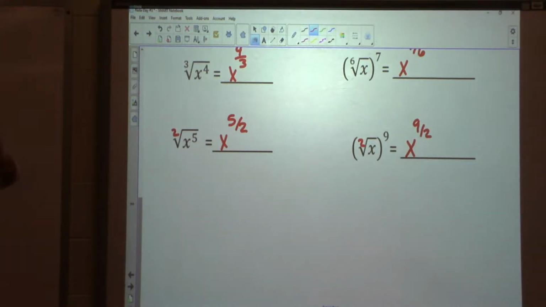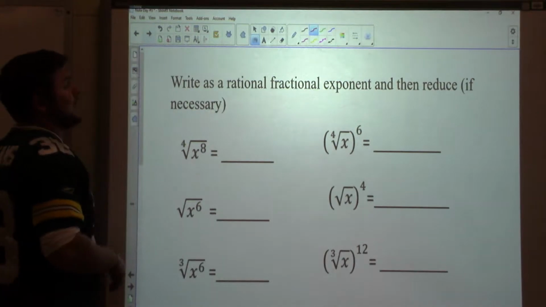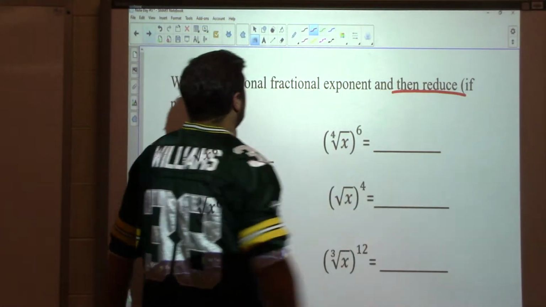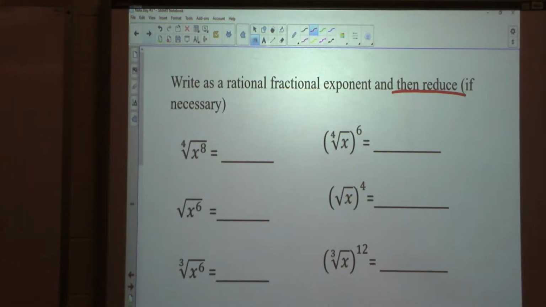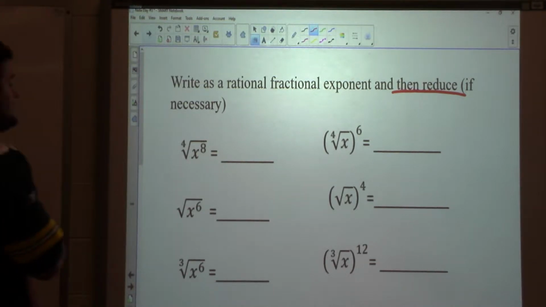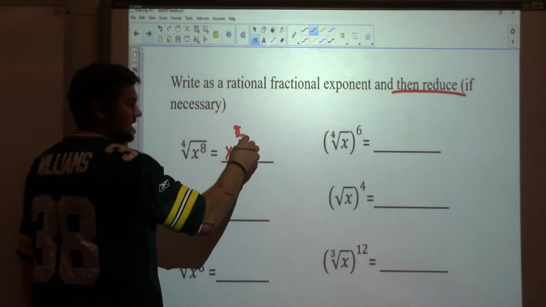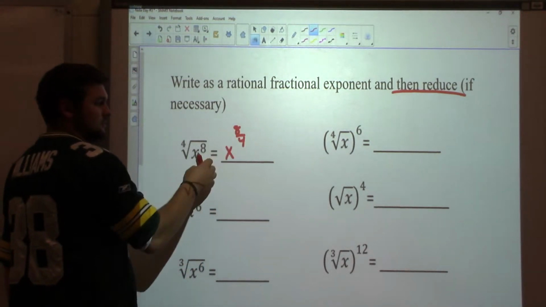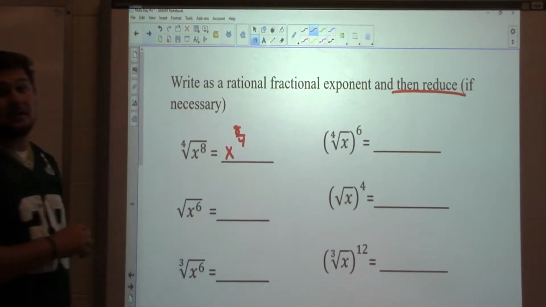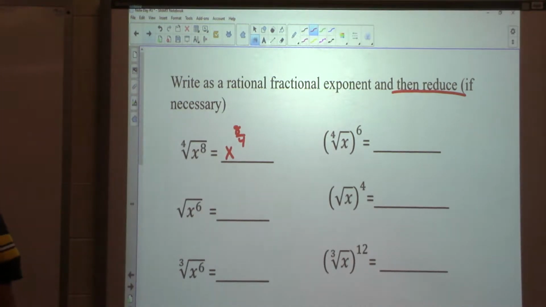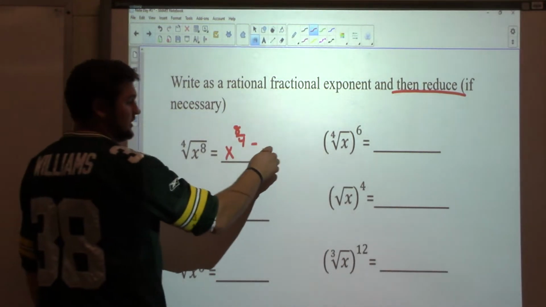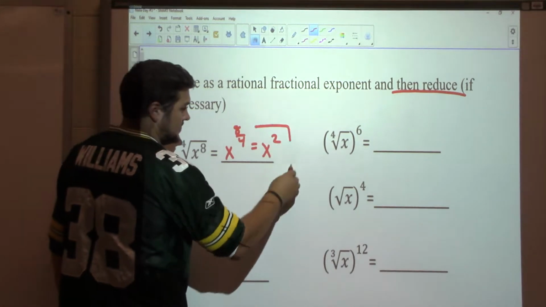Okay? Alright. Now it says reduce if necessary. If you can reduce, it is necessary to do so. Alright, so anytime we can reduce a fractional exponent or a rational exponent, we are going to do so. So look at the first one. X to the 8/4, right? Power becomes the numerator, root becomes the denominator. What is 8/4 the same as? 2. So it equals x squared. That should be your answer.